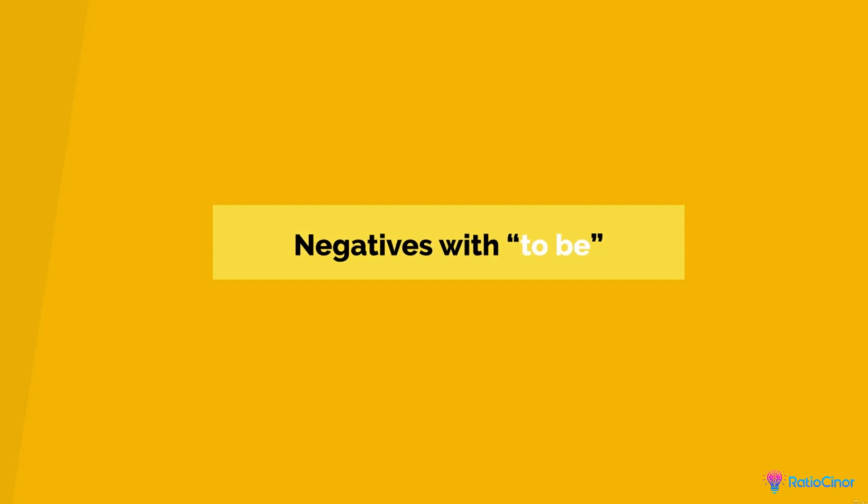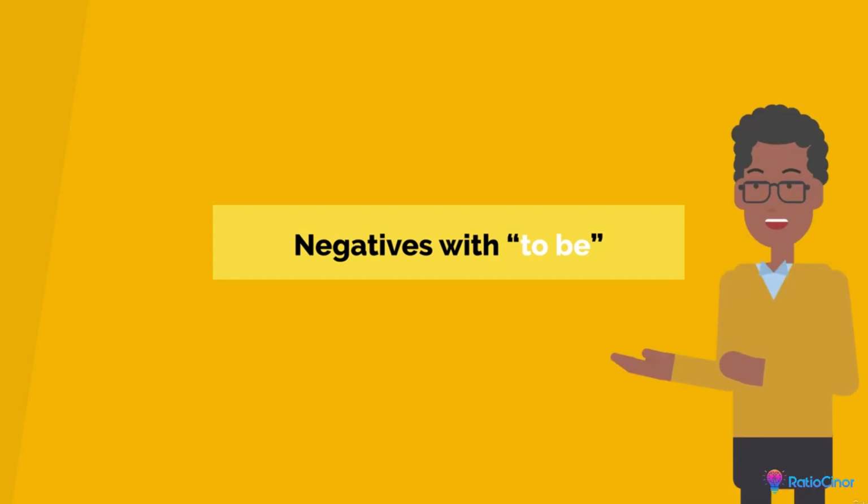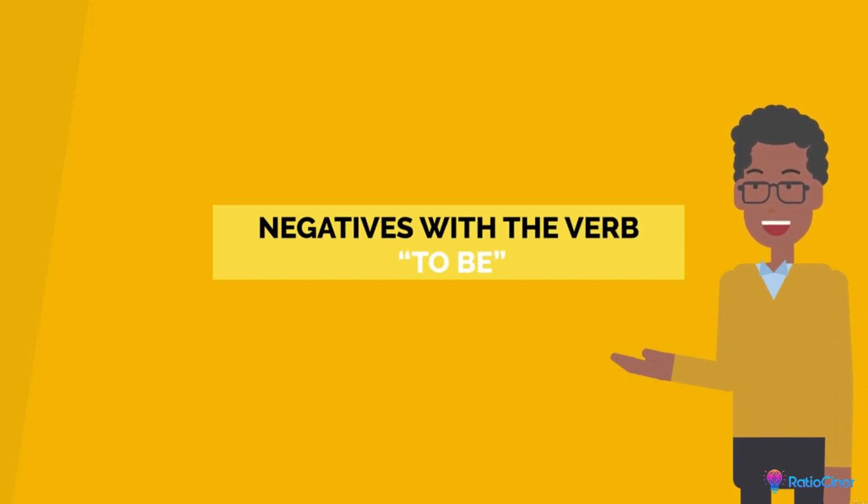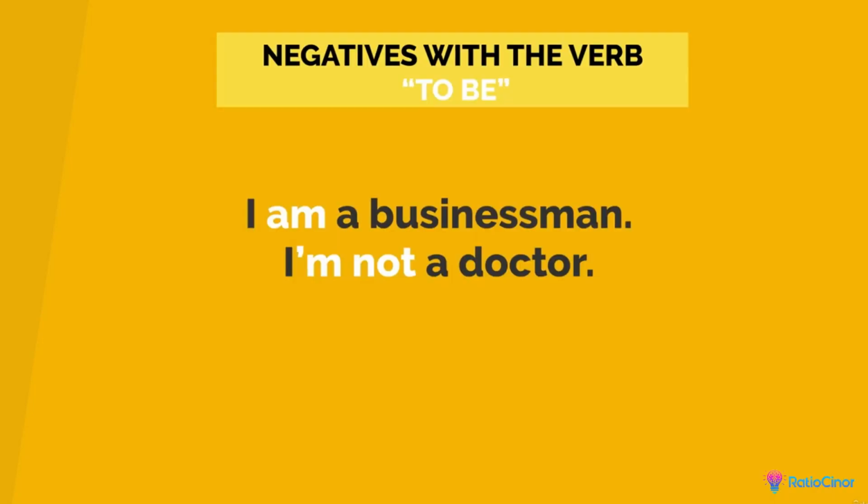Negatives with to be. You make a sentence negative by using not or its short form, n't. Negative sentences with the verb to be have different rules than negatives with other verbs. Negatives with the verb to be. I am a businessman. I'm not a doctor. Add not after to be to make the sentence negative.